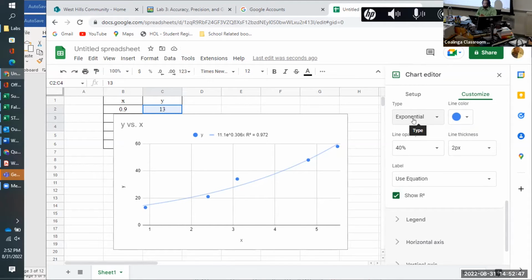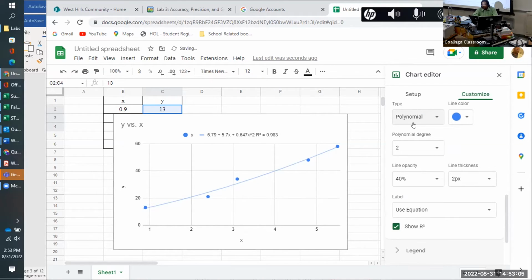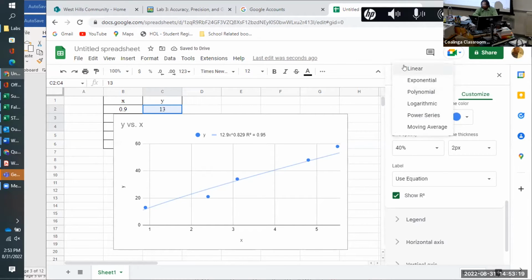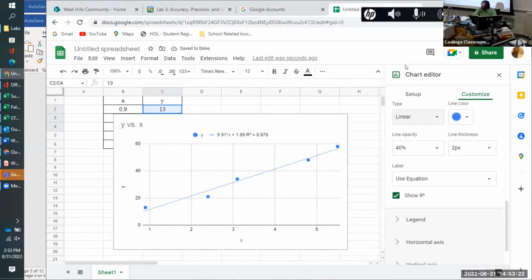So sometimes if we're looking at, let's say, a rate of a reaction, we may need to take a look at those R values and try to find the one that fits better, okay? Maybe it might be an exponential reaction rate, or it could be a polynomial reaction rate. Or it could be logarithmic or power series. But in this case, we just wanted you to do a linear one, but it does give you that flexibility. Okay. Questions?